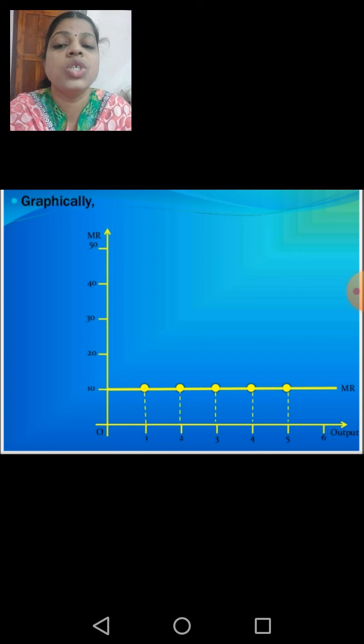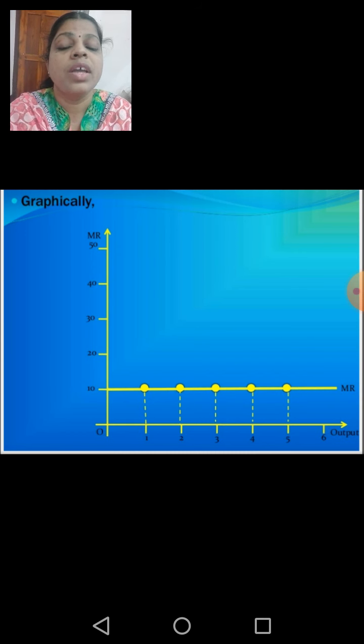And here also we can see the shape of the marginal revenue curve. It is exactly the shape of the average revenue curve, isn't it? It is depicted here. All the values in the schedule are plotted, and joining the points, we derive the marginal revenue curve. The shape of the marginal revenue curve is horizontal to the OX axis. So the values of the marginal revenue are the same as the average revenue.